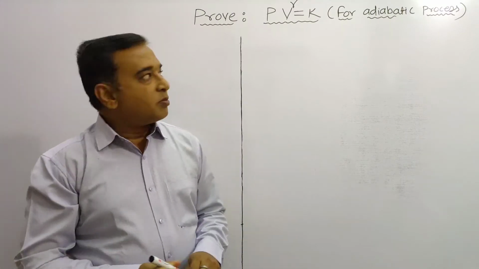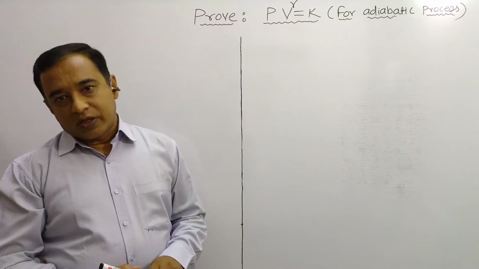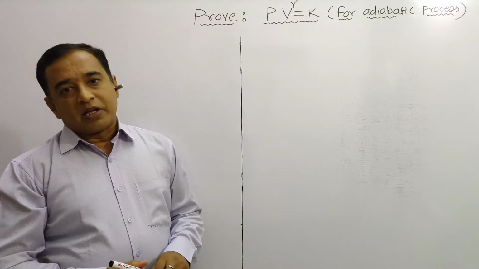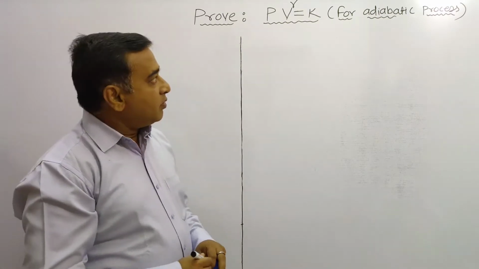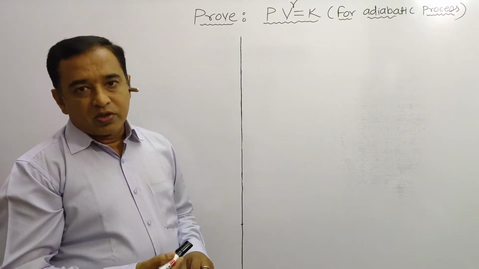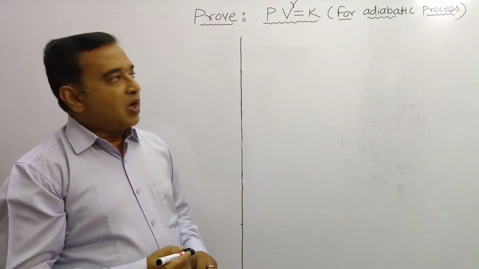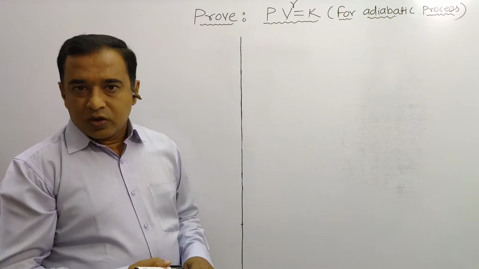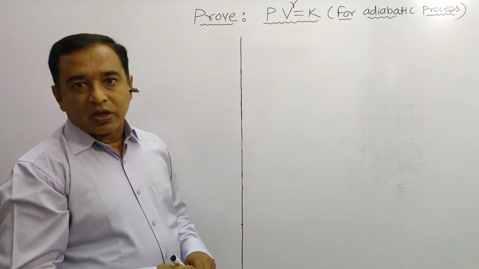Today we are going to learn a proof that PV^γ = K for the adiabatic process. So let us start with this one. Before that, we have to know the basic concepts: P means pressure, V means volume, γ means the specific heat ratio, and K is a constant. So one by one, we are going to derive this relation.